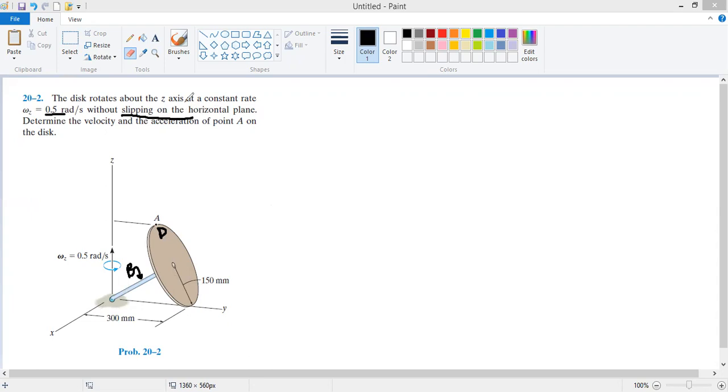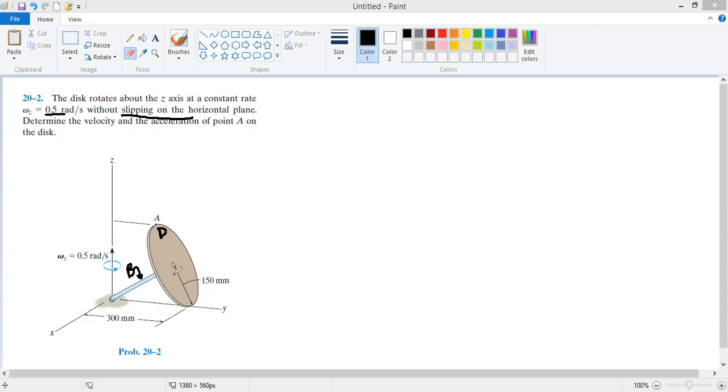it gives us a broader insight into the question, in the sense that it is actually the disk which is subtending some angle with respect to the base, with respect to the horizontal plane. And this disk is actually rotating, or I mean to say it is spinning, in such a way that its spin is responsible for its overall rotation about the z-axis.